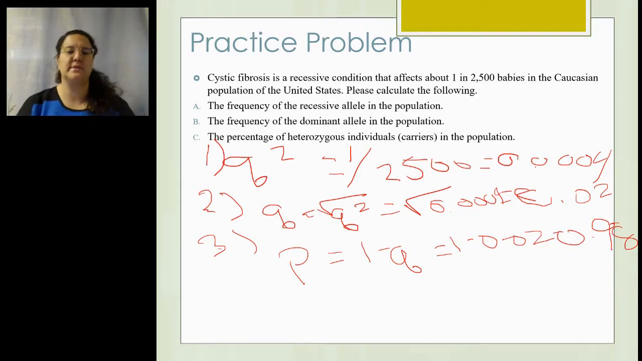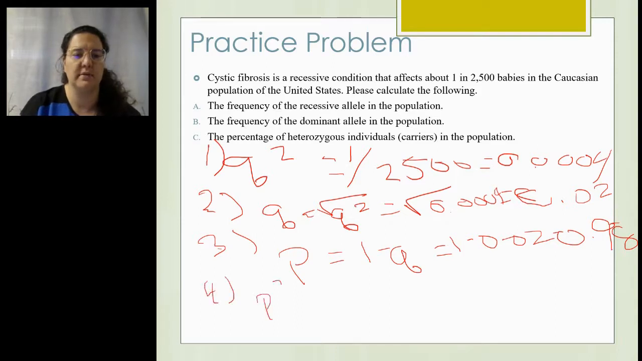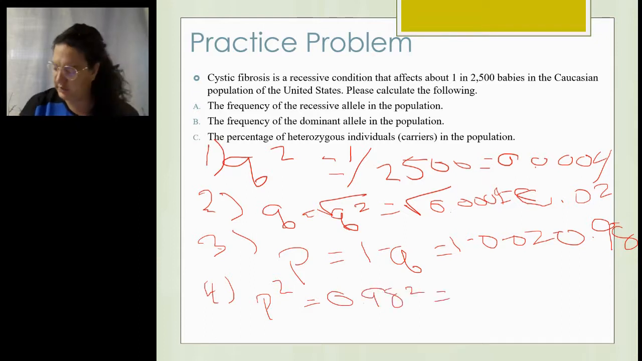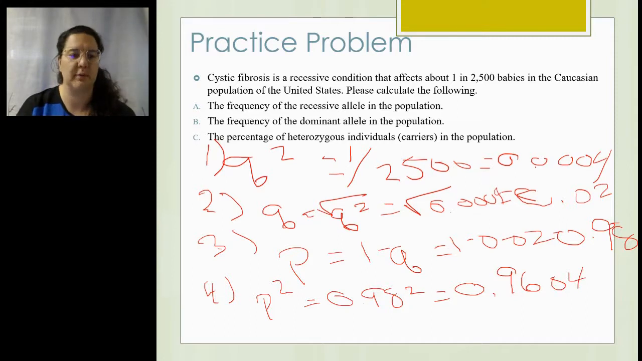Okay, so that is the frequency of our dominant allele. Now, before we can find the percentage of heterozygous individuals, we have to find the number of homozygous dominant. So we only have one unknown. So P squared is equal to 0.98 squared, which is equal to 0.9604. Okay, so that's the fourth step when we calculate Hardy-Weinberg.